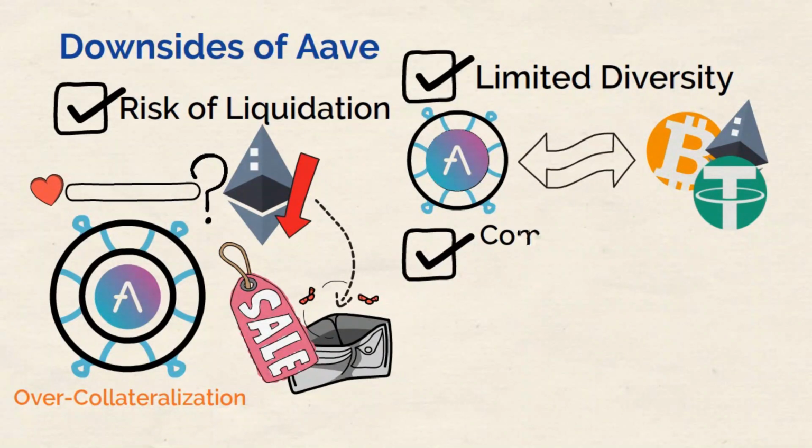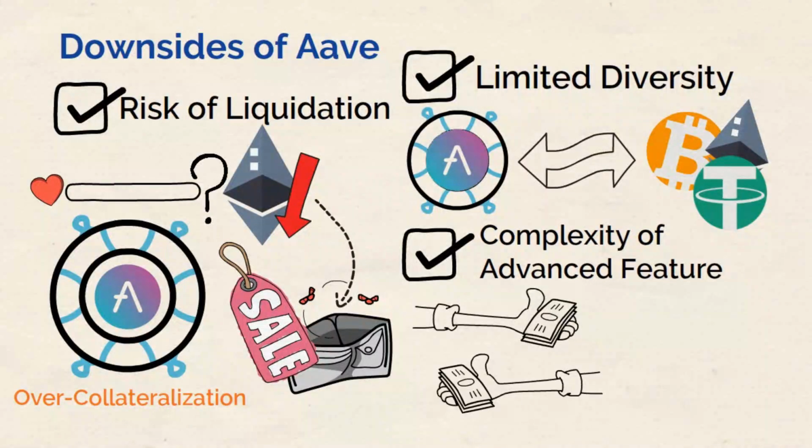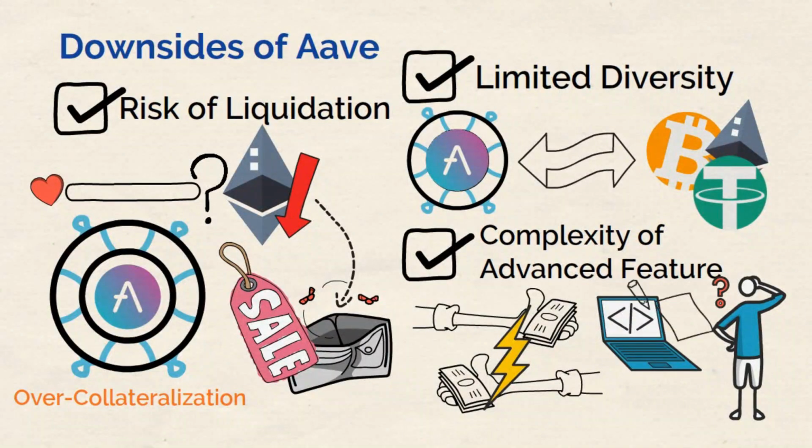Finally, there's an issue with the complexity of advanced features. While it's true that tools like flash loans can make really exciting opportunities, they may be too difficult for beginners or non-developers. They're pretty complex, and with the need for smart contract coding, well, until they get simpler to use, not so many people are going to be interested in those kinds of features.